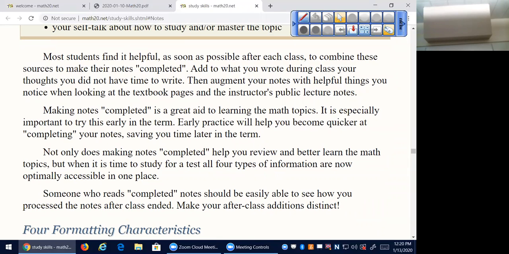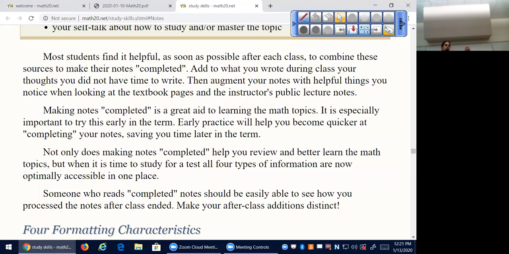Take what you started writing during class, go back onto whatever the instructor gave you, and say, I didn't write this in my notes, but I like that, so I'll do it. And then you want to go in the textbook and say, I really like this example problem, so I'm going to put it in my notes. That one helps me. I don't want to have to hunt for it when it's time to study for a test. Or maybe some other explanation of something.